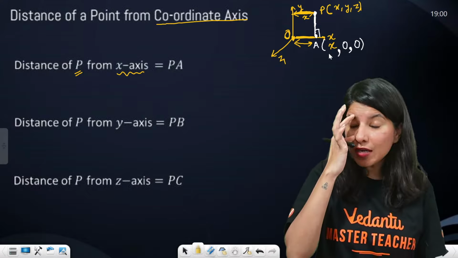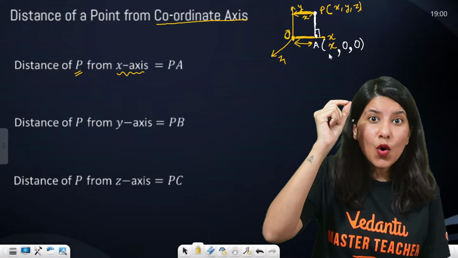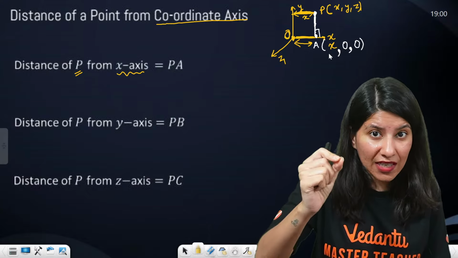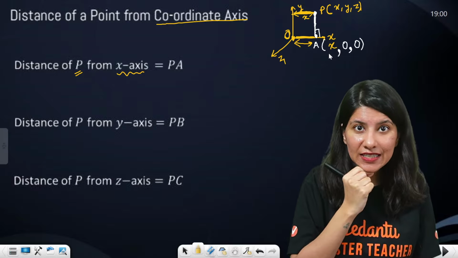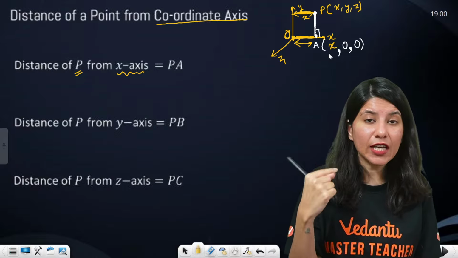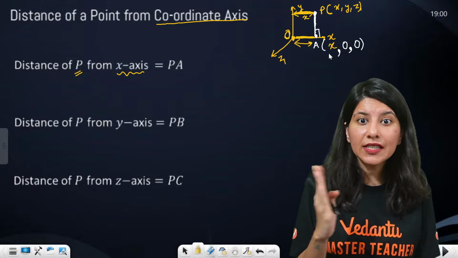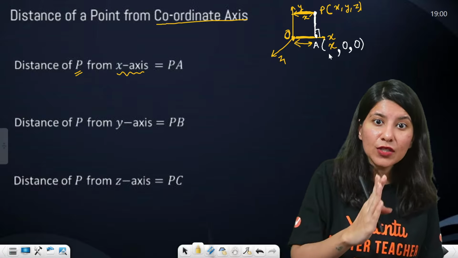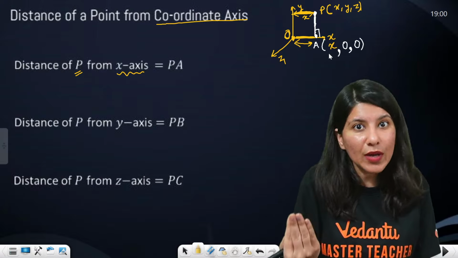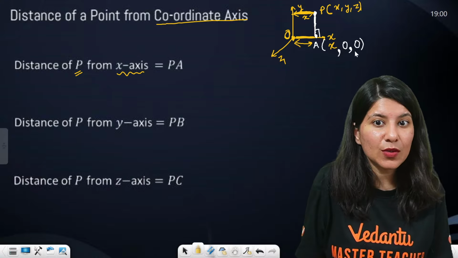So basically what I'm trying to say is the x coordinate of P will be equal to the x coordinate of A. Isn't it? Yes. Are you able to imagine this? Are you able to understand this? The horizontal distance from y-axis of P is equal to the horizontal distance from A. Right? Both the distances are equal. So x comma 0 comma 0.